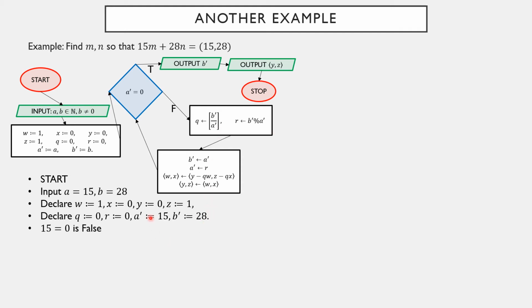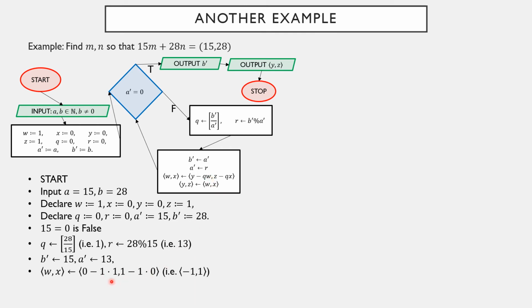B prime is 28, A prime is 15. So the first quotient, 28 over 15, is going to be 1, whereas the remainder is going to be 13. So I store 1 into the value of Q, and I store 13 into the value of R. Now I do all of these computations and store them all. Okay, so A prime gets put in as B prime, so 15 is now B prime, and the remainder is A prime, 13.